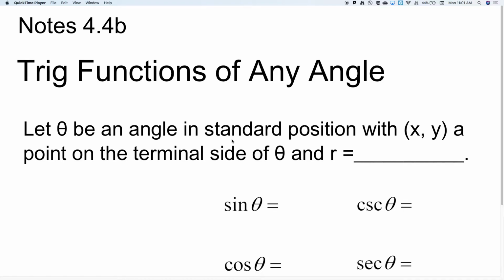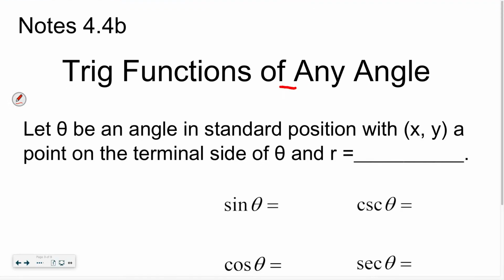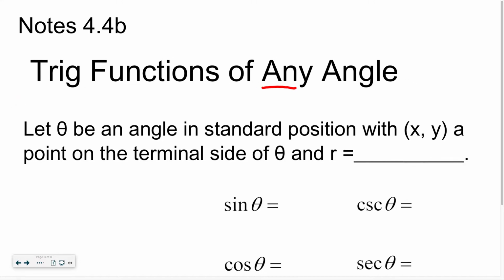Really unit circle centric lately. Everything's on the unit circle. Find an angle, it matches an angle on the unit circle. Find the trig functions, all those things. But today, the other part of section 4.4 talks about how to do trig functions for any angle.